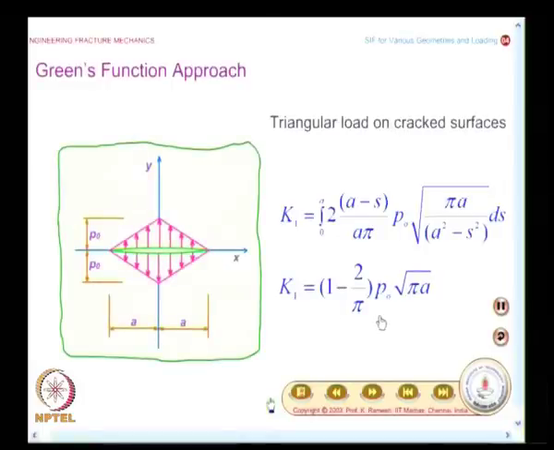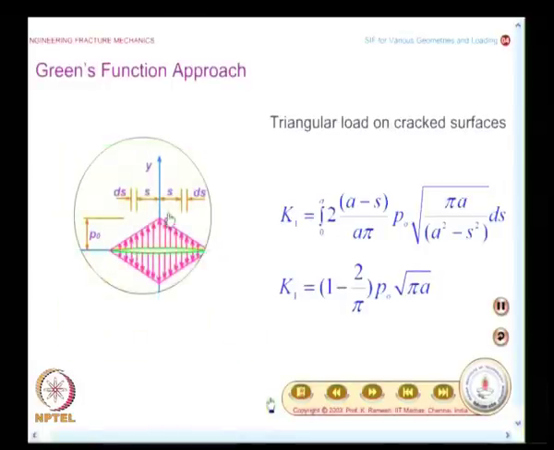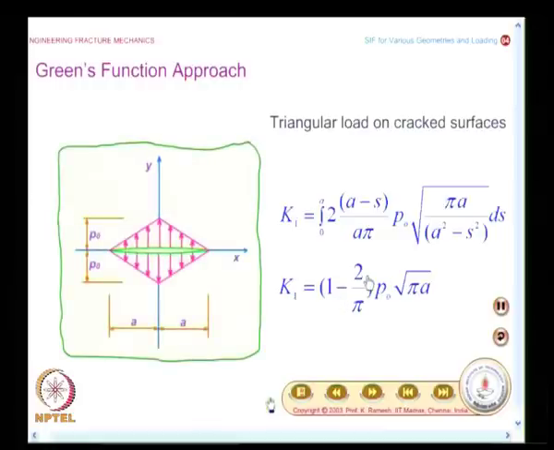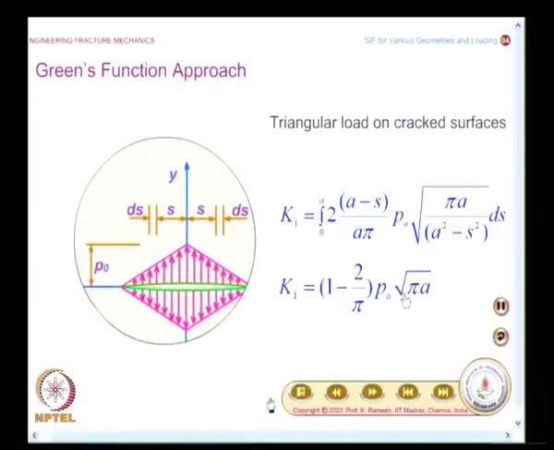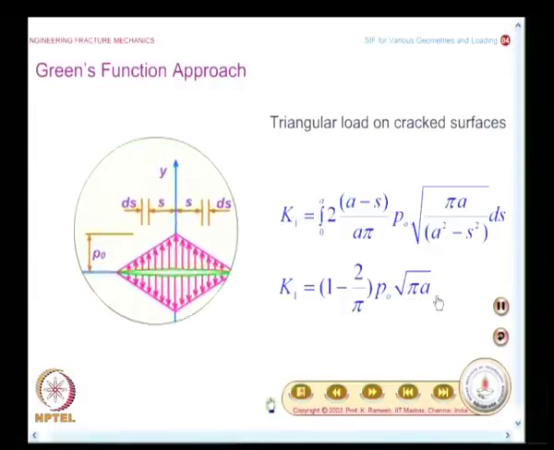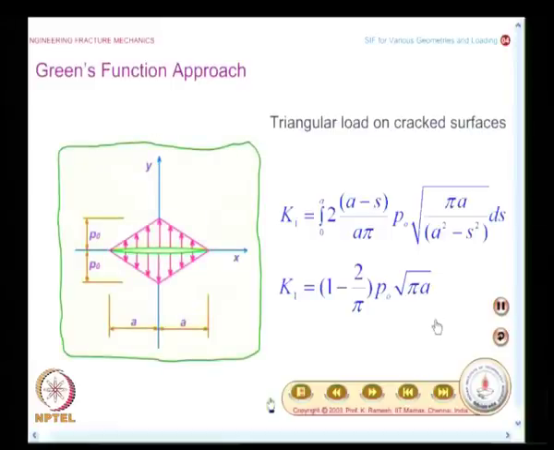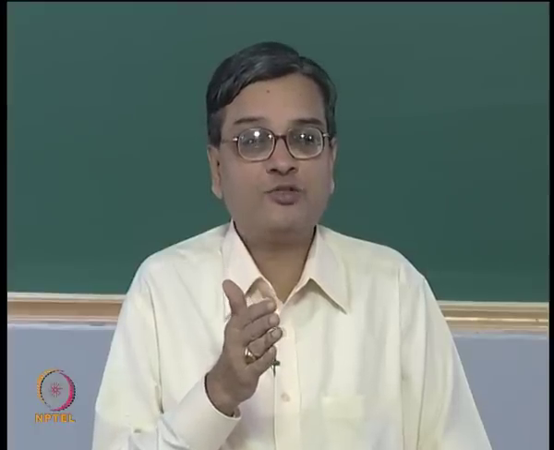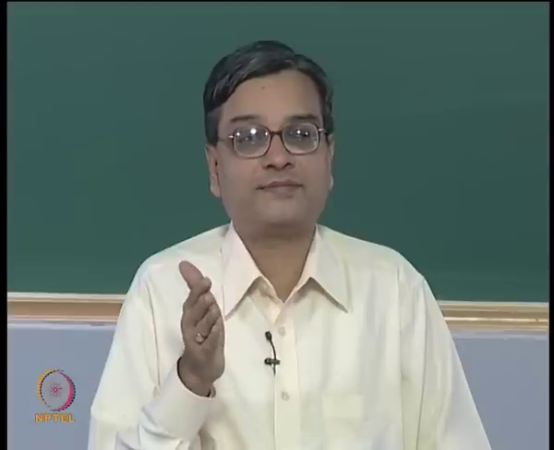So, when you have the pressure loading varying in a triangular fashion, the expression for k reduces to 1 minus 2 by pi p naught into square root of pi a. On the other hand, when the pressure is constant, you can go and simplify, the result reduces to p naught root pi a. A very important expression, because pressure loading is very common in many of the engineering applications.